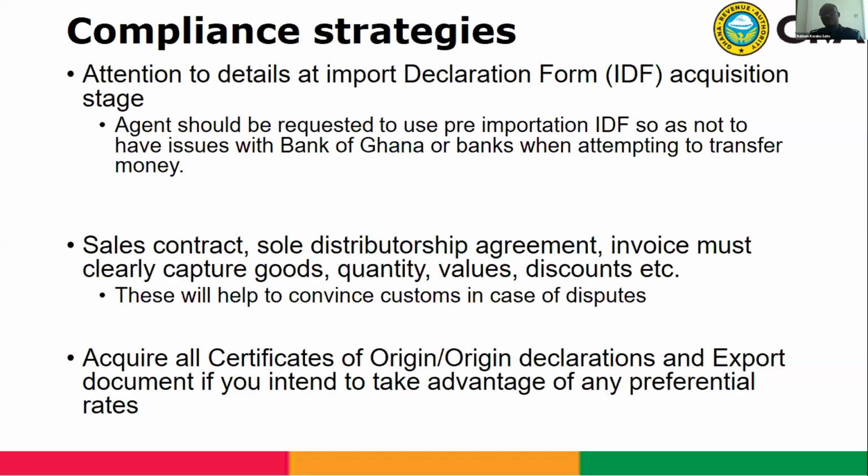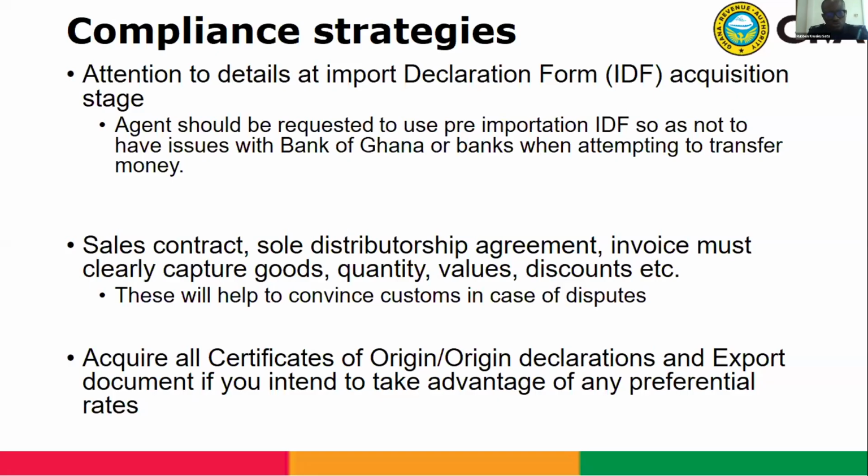Even if you've transferred so much money out and you are bringing the goods in part, the master IDF has to be there, and sub IDFs will have to reference it until the amount is exhausted. So at the acquisition of the import declaration form stage, this is very important to the importer. You should not leave it to chance. Due diligence must be done to ensure that every documentation concerning the cost, the product, the description, everything is captured, so that at the time of import, there will be few or minimal challenges.